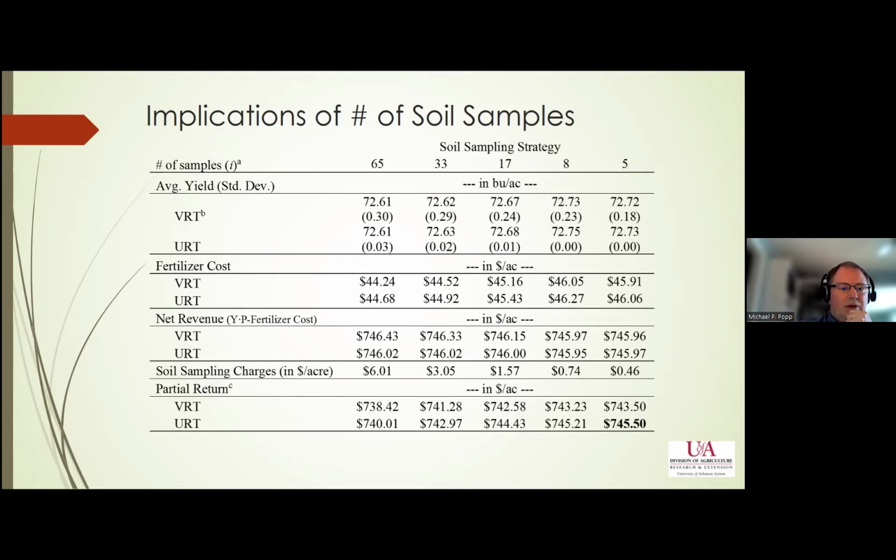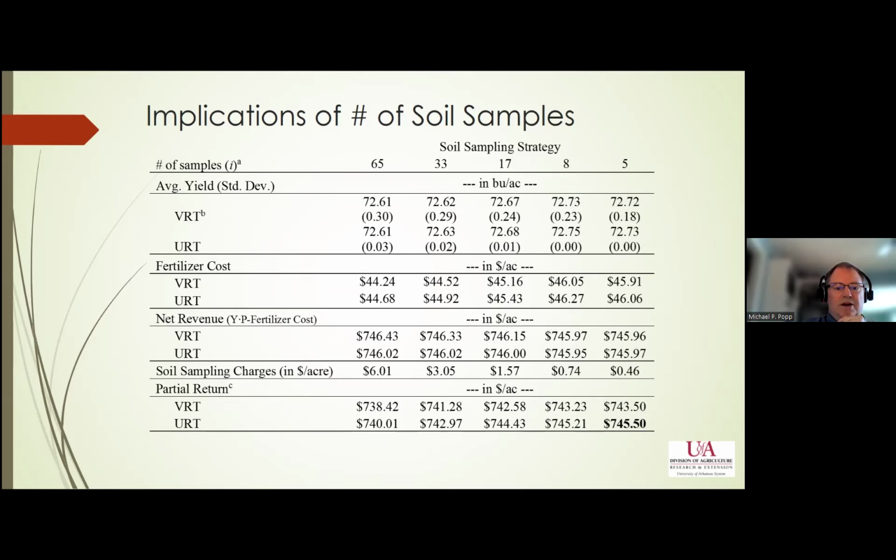In terms of fertilizer cost, the K-star rates or the profit maximizing fertilizer rates with VRT were lower than with the URT. In terms of dollars, though, you look at these numbers and you say, well, there's some fertilizer savings, but not a whole lot. And so when you combine the yield effects, yield times price minus the fertilizer cost, you do see that VRT does a little bit better than URT.